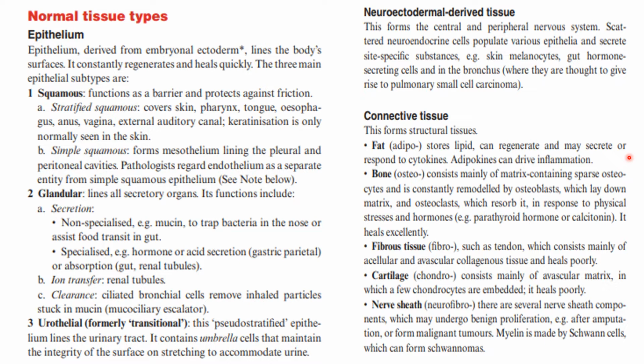Neuroectodermal derived tissue forms the central and peripheral nervous system. They are scattered as neuroendocrine cells, populate various epithelia, and secrete site-specific substances. For example, in skin, they are the melanocytes, and in the gut, hormone-secreting cells. In the bronchus, they are thought to give rise to pulmonary small cell carcinoma.